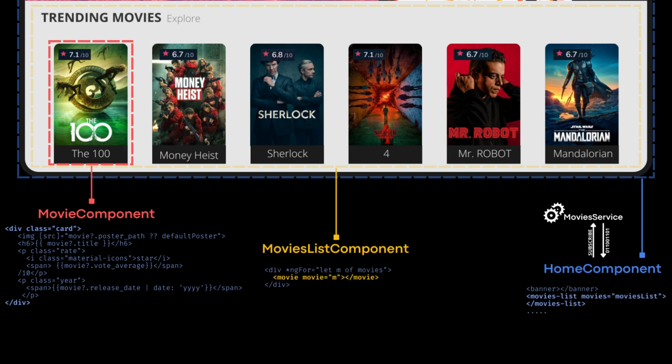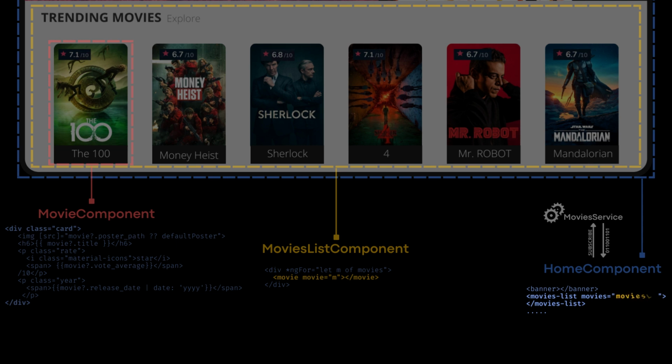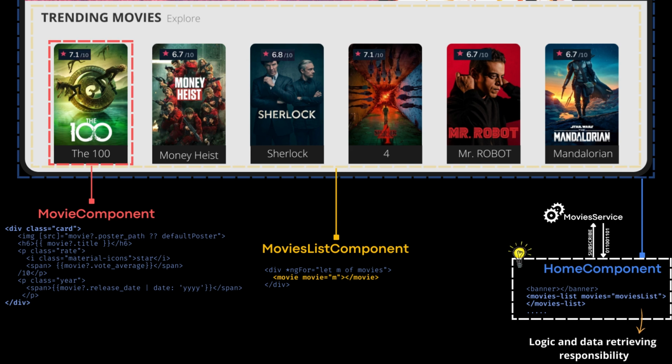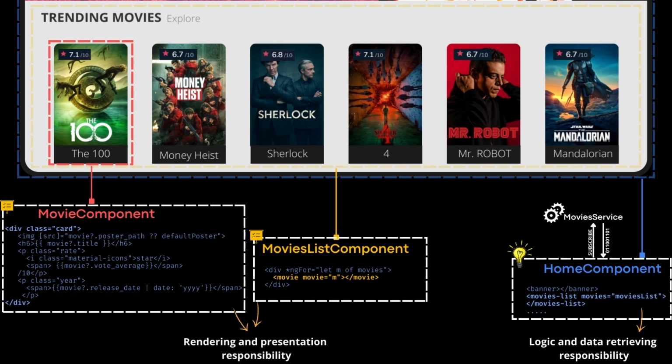Alright, the home component interacts with the movies service to get the list of movies data. This data is then passed to the movies list component. This one loops through the list and passes each element of the list, each movie's details, to the movie component that finally displays the card with these details. The home component here is a smart component. The movies list component and the movie component are presentational or dumb components.